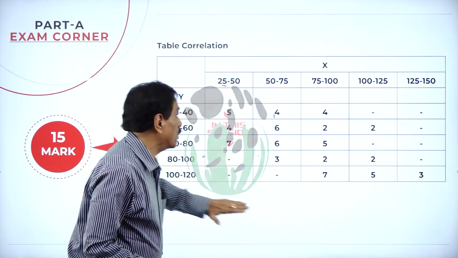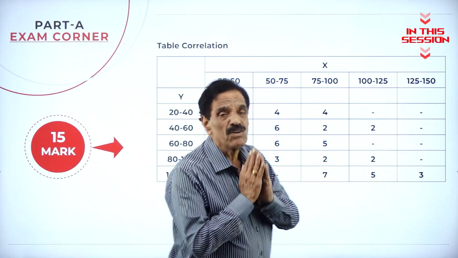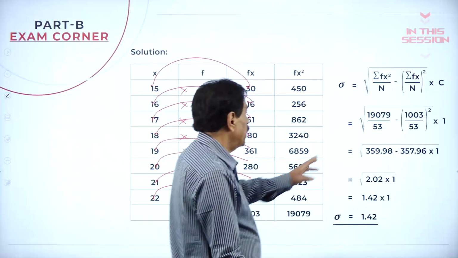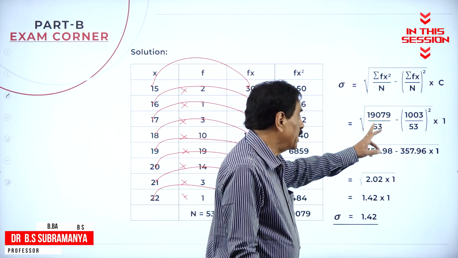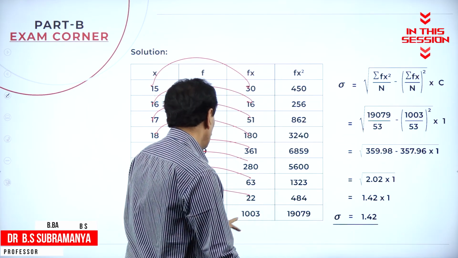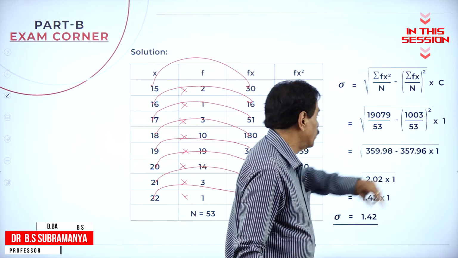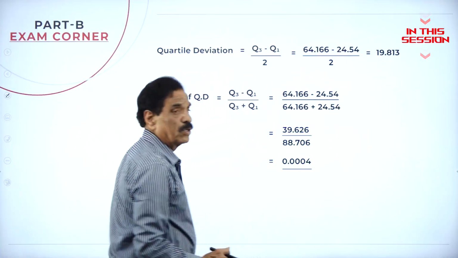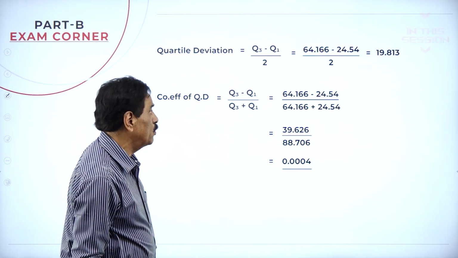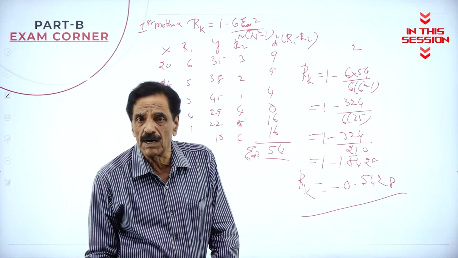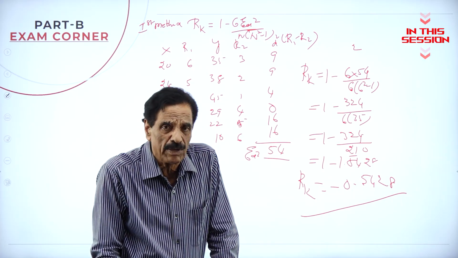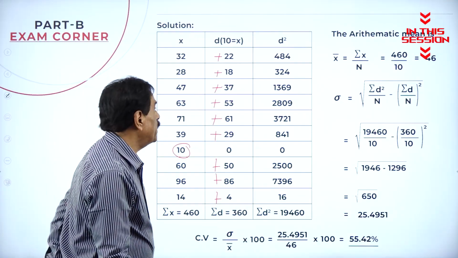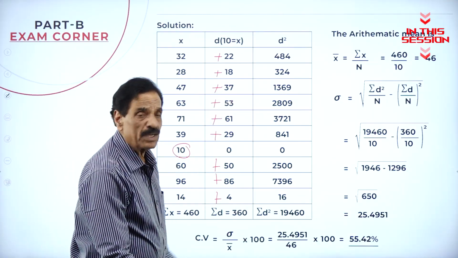These are the frequency common for both are concerned. Now we have to construct the table. I am going to explain slowly. So sigma fx square is 19,079 divided by 53 minus 1,003 divided by 53 whole square. The difference class interval is 1. Quartile deviation is equal to (Q3 minus Q1) divided by 2. Rank correlation is equal to 1 minus 6 sigma d square divided by n into n square minus 1. 1 by 12 into m cube minus m. 22 square, 484, 18 square, 324.